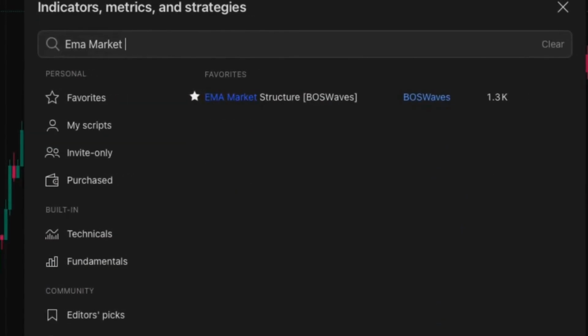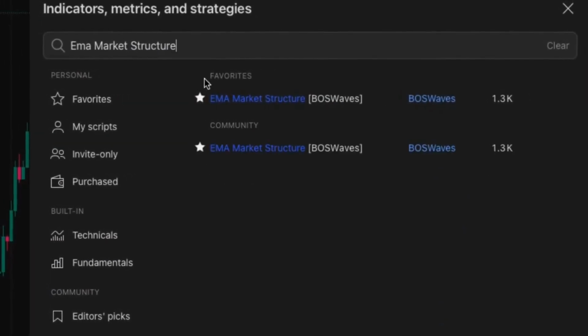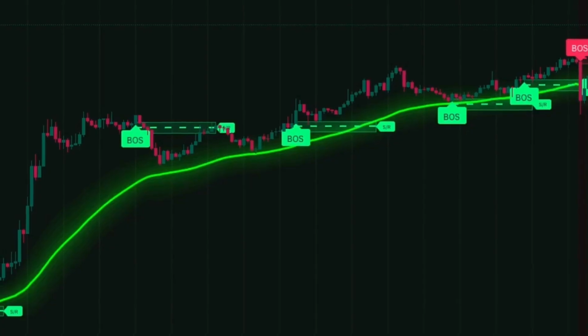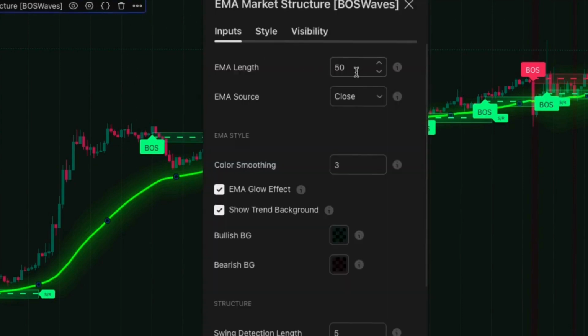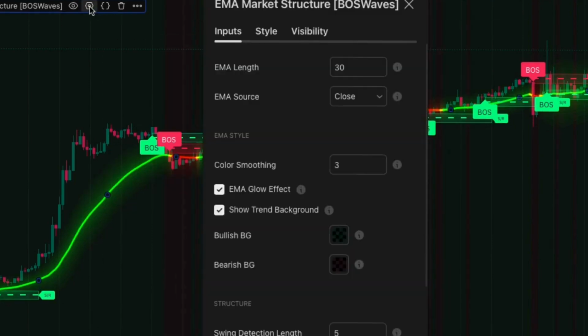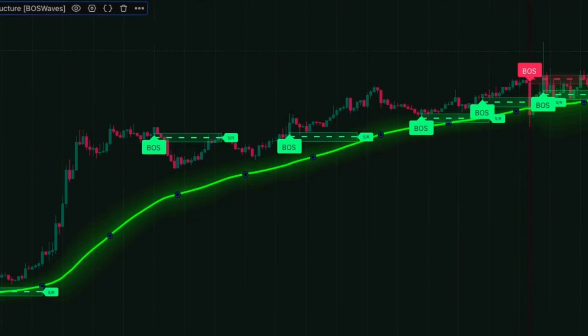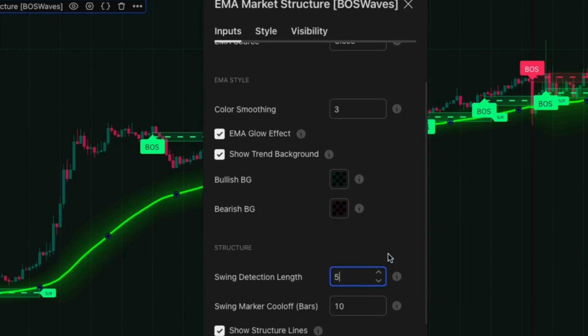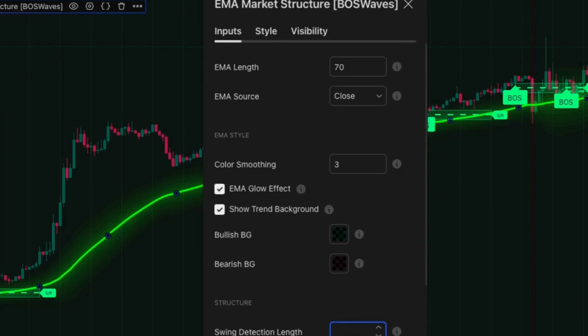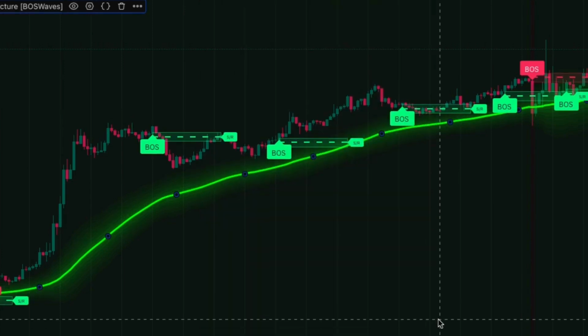The indicator is called EMA Market Structure BOS Waves, and you can add it straight from the TradingView indicator library. Once it's on your chart, a few settings matter more than the rest. The EMA length controls how sensitive the trend line is. Shorter lengths react faster, while longer ones create smoother structural behavior. The swing detection setting determines how significant swing highs and lows need to be before the indicator marks them. Larger values mean fewer, stronger structural points, while smaller values show more frequent shifts.